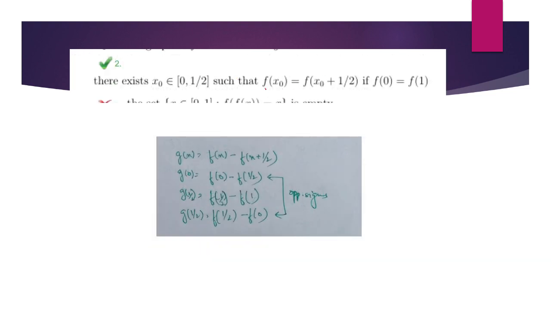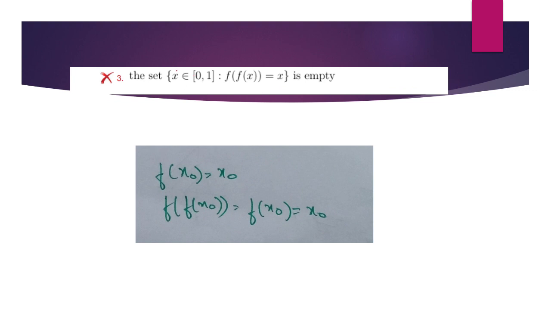Again, over here, f of x naught is equal to f of x naught plus half, and f of 0 is equal to f of 1. So again, this is given. So I'll take again a function g of x such that g of x is f of x minus f of x plus half. So we'll find g of 0, which is f of 0 minus f of half, and we'll find g of half, which is f of half minus f of 1. Now it's given that f of 0 is equal to f of 1, so I'll just replace over here and get g of half is equal to f of half minus f of 0. So in these two cases, as you can see, this function and this function have opposite signs. Therefore, there must be a point between 0 and half where g of x is equal to 0, and if g of x equals 0, it means f of x is equal to f of x plus half. Therefore, the second option is again correct.